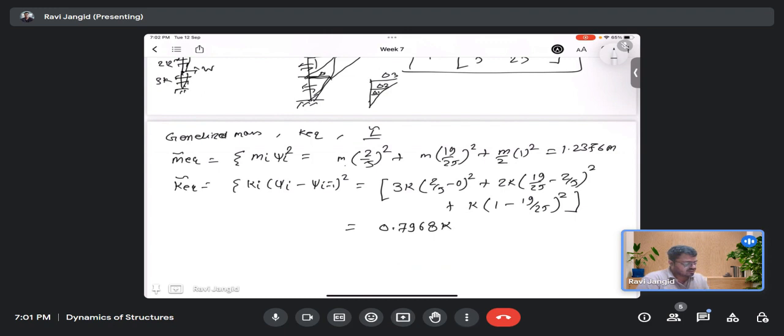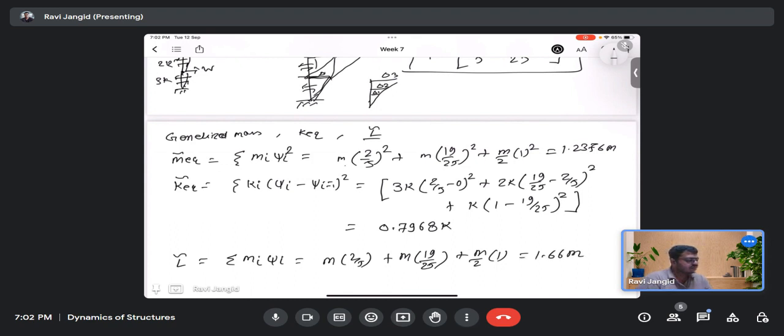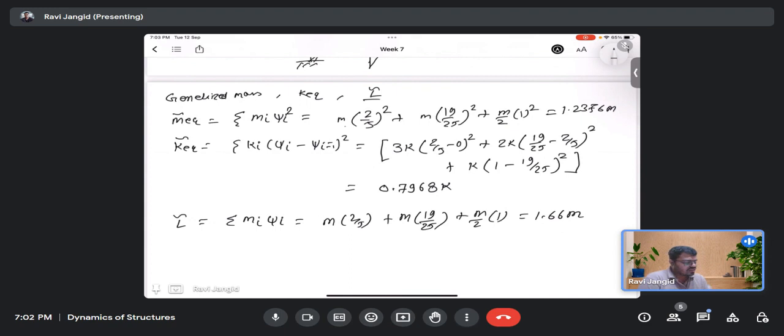And there is a generalized load excitation factor, which is given as the sum of mi psi i. So that would be m into 2 by 5 plus m into 19 by 25 plus m by 2 into 1. If you solve this, you will get 1.66 m. So can you give me the natural frequency and the time period, so that we can find out the Sa by g, and using that we can find our response quantities. Find out omega n and Tn.